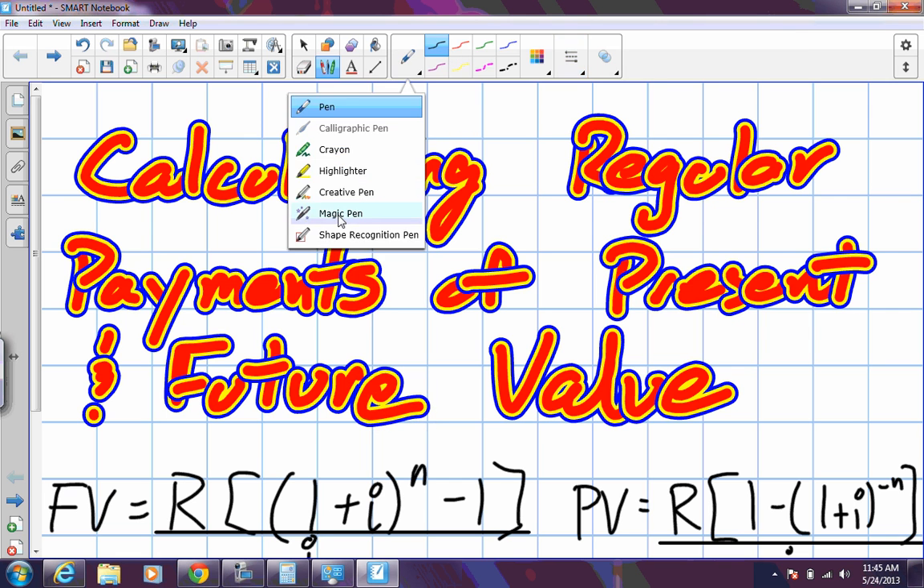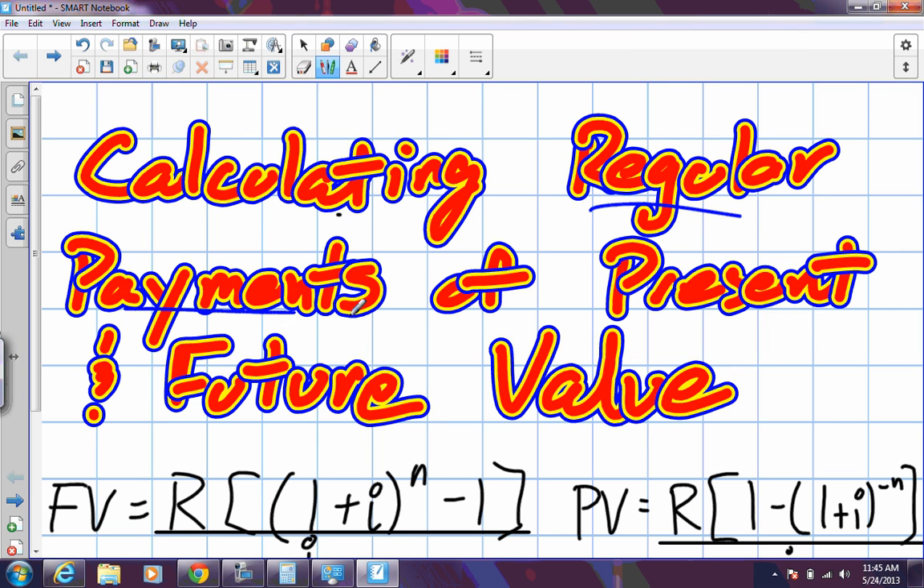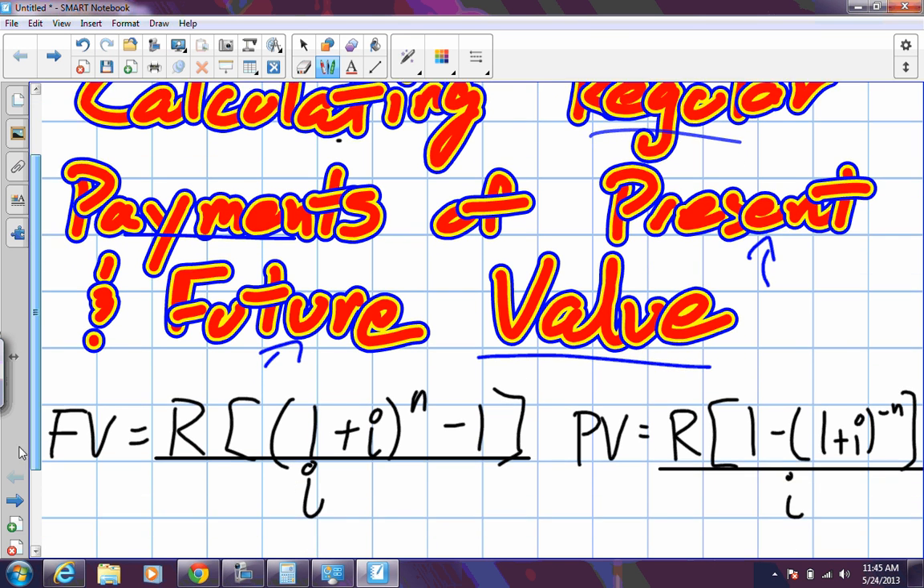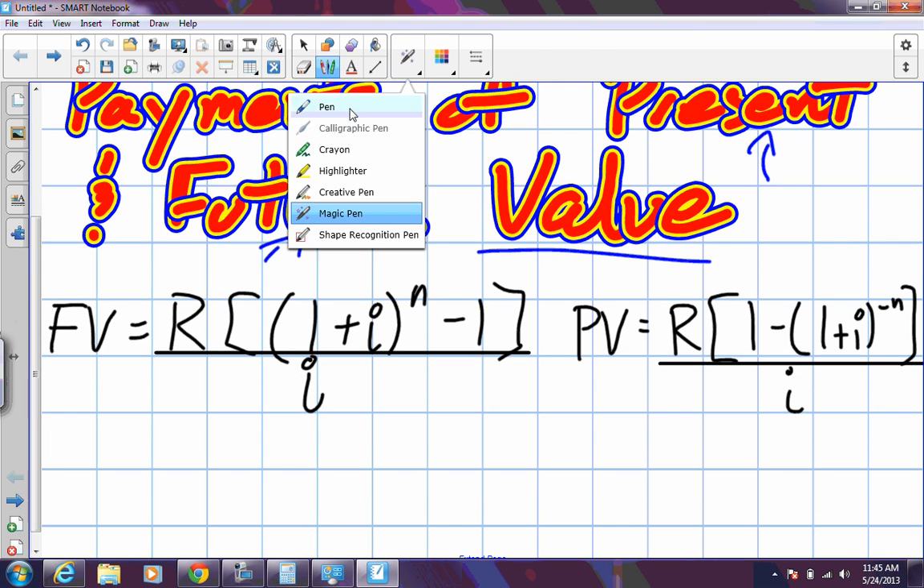Okay, so today we're going to go over calculating the regular payments of the two formulas, which we found to be present and future value. So we have our two formulas here. The regular payments.